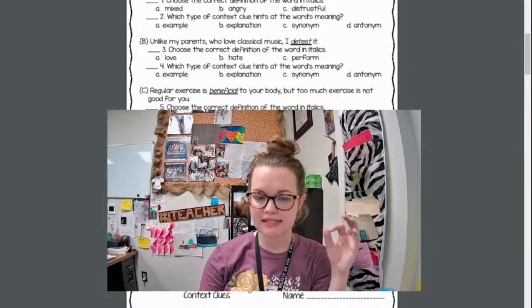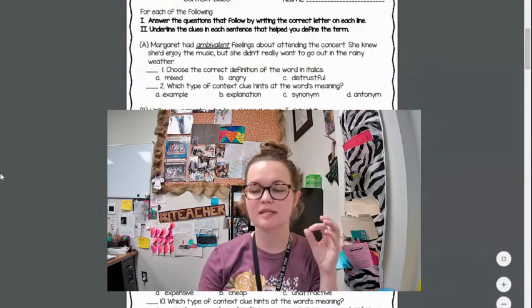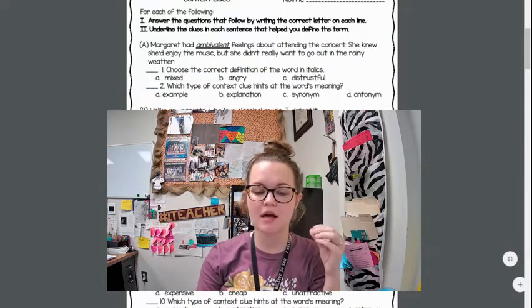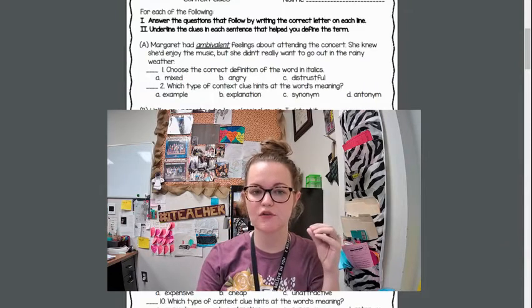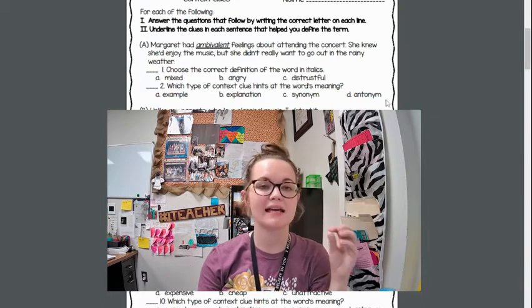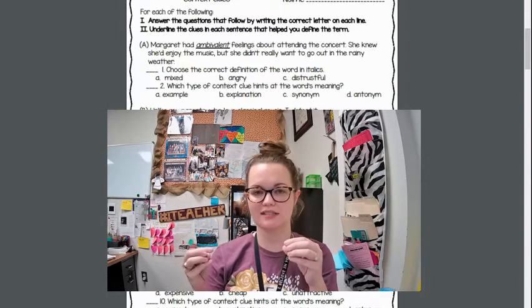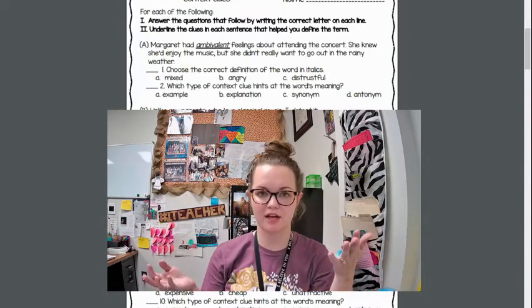I want you to listen to me when I say this. Yes, you need to be able to understand what type of context clue you use. You need to know if it was an example or an explanation or a synonym or an antonym. That is important. But what's most important is that you're able to use the context clues to determine the meaning of the unknown word.